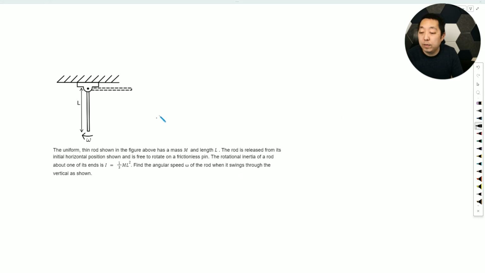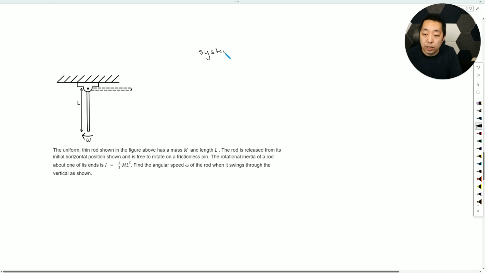So here we're going to have a scenario where we're releasing a rod from its initial horizontal position, and it's free to rotate, and we're going to find the angular speed when it swings through the vertical. Now we're going to do conservation of energy, because let's draw the free body diagram. Let's do energy. Let's define our system here.